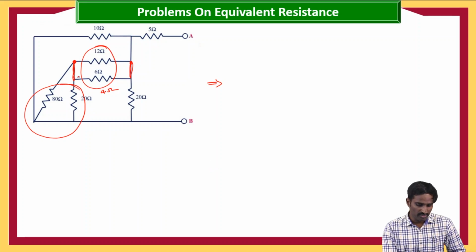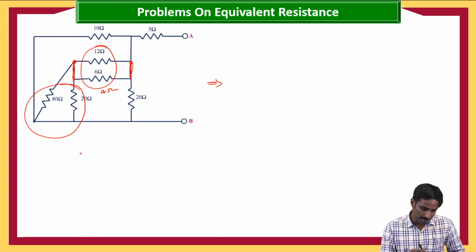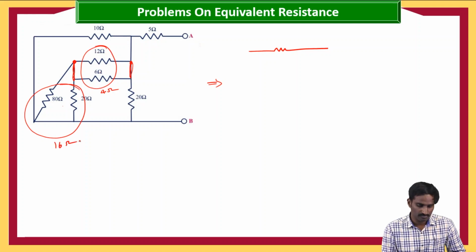Okay, so in between these two points, again these two can also be replaced, right? And not only these two, these two can be replaced. Now this combination and this combination and this combination are in series, right? Let me draw here. So then again here, what is 80 into 20? 80 into 20 divided by 100, then you will be getting 16 ohms, right?